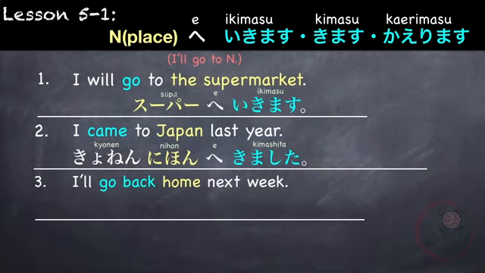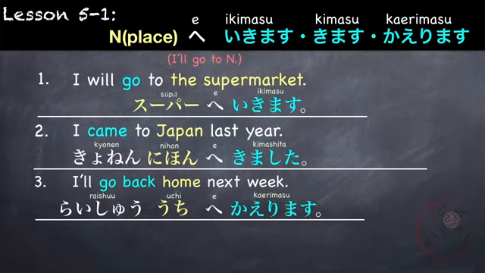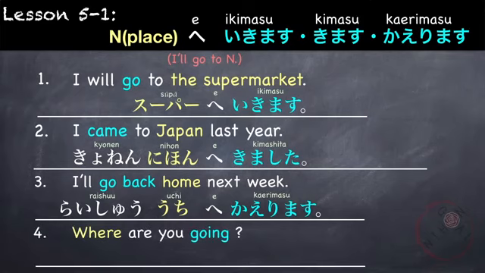Next example, I'll go back home next week. Again, let's begin with the word next week, raishu, followed by home, which is uchi, and then e, and lastly the verb go back, which is kaerimasu. Raishu uchi e kaerimasu. And lastly, how to ask where are you going? The Japanese word for where is doko. Doko e ikimasu ka? Where are you going? Or where will you go?